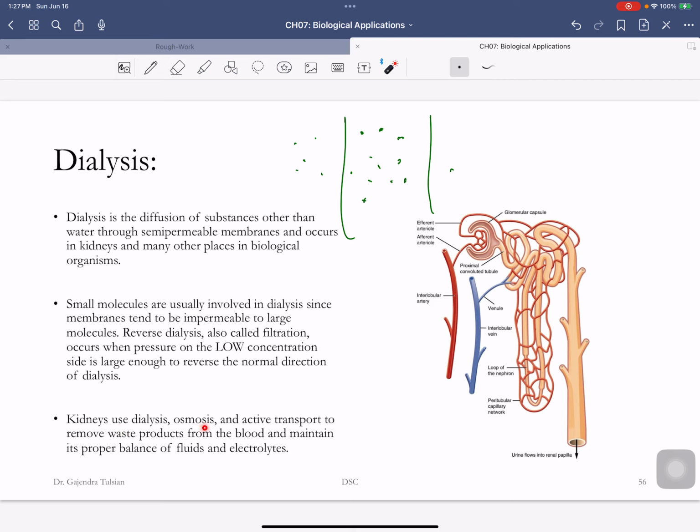Kidneys use dialysis or osmosis and active transport to remove waste products from the blood and maintain its proper balance of fluids and electrolytes. So we'll talk about the kidneys. Here is a nephron, the basic unit of a kidney. Here is the glomerular capsule, and here are capillaries. The job of the kidney is to get rid of waste through here, through the nephron.